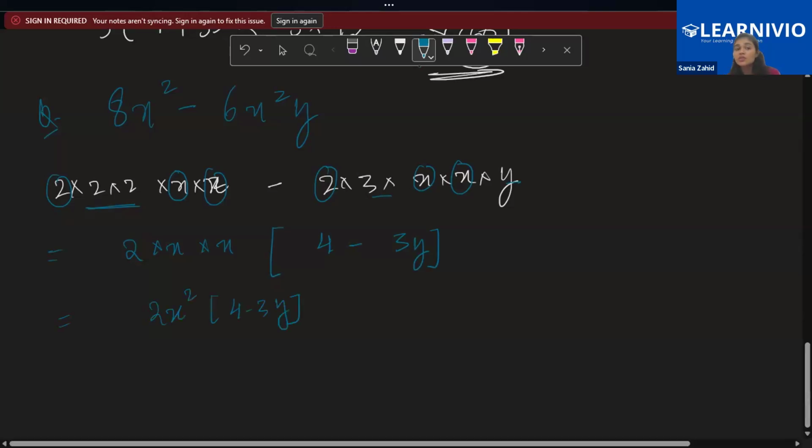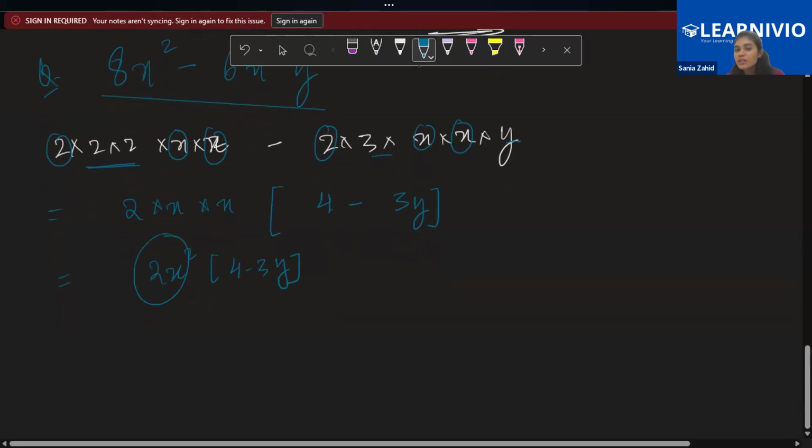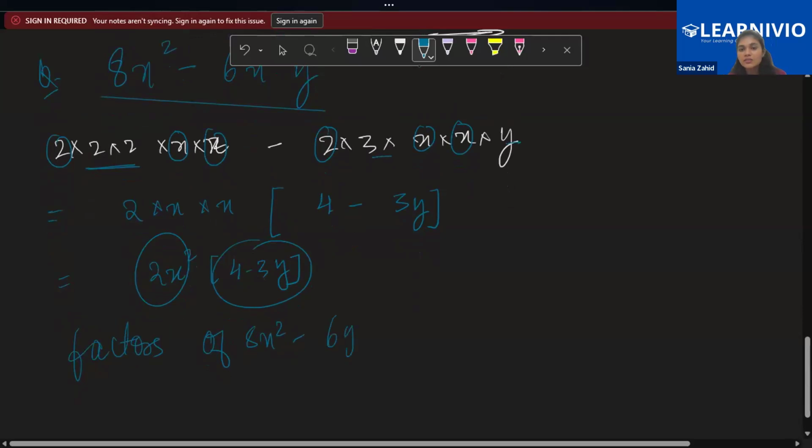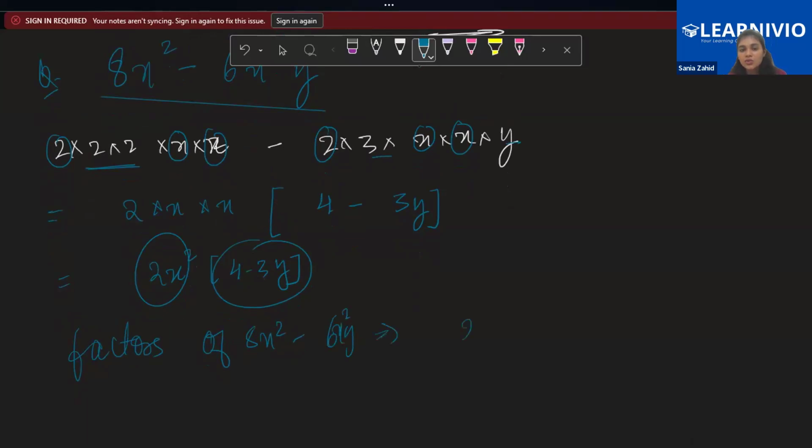So children, this way you got the factors of 8x square minus 6x square y. The factors are 2x square as one factor and 4 minus 3y as another factor. Okay? Understood, children? Copy this down.